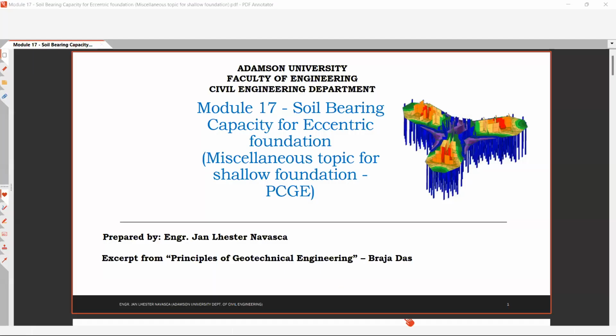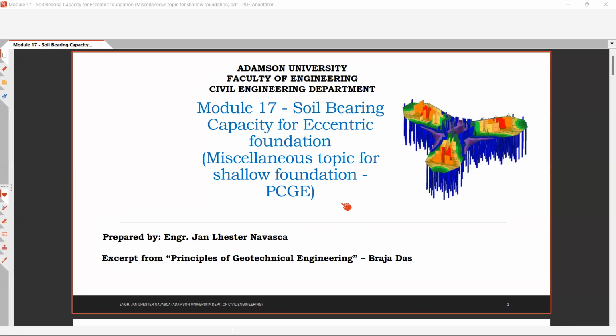So this topic is only for the miscellaneous topics for shallow foundation. So ito ay only for the PCG class. Okay, so this topic is soil bearing capacity for eccentric foundation.